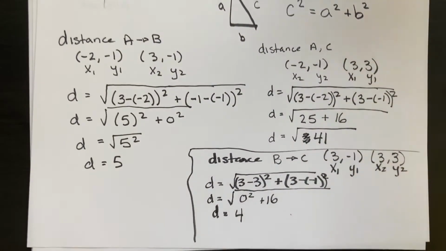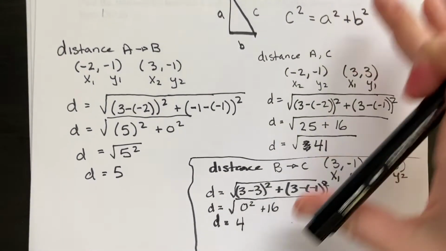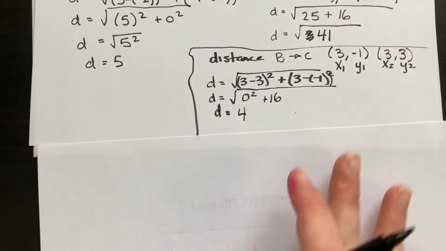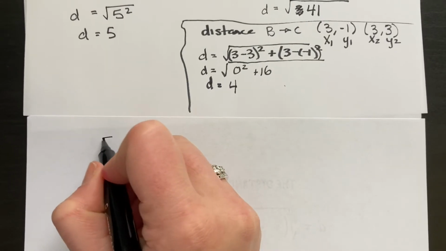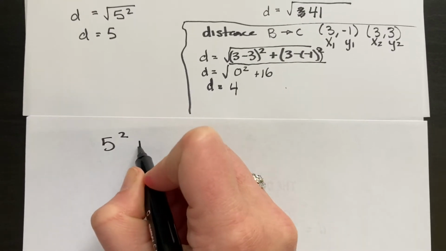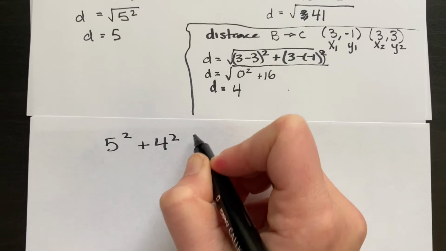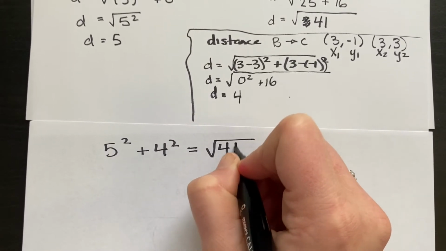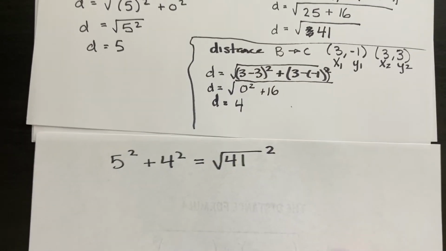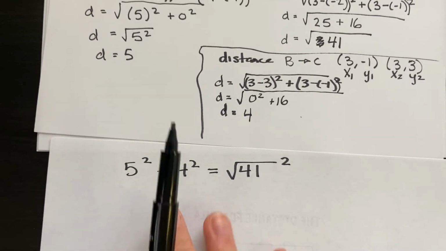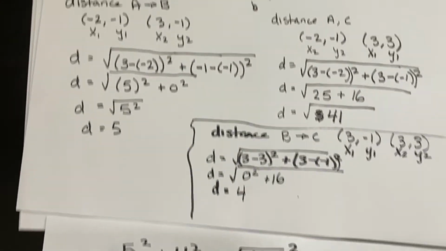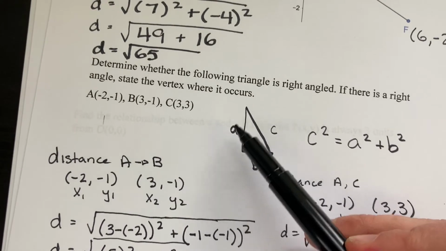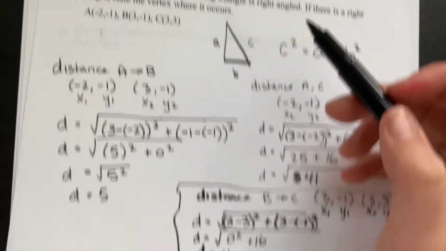Okay, so now we're going to try and figure out if this makes a right angle triangle. So we're going to see if 5 squared plus 4 squared equals the square root of 41 squared. So just to clarify there, I took the two smaller sides because from what we know about our right angle triangle is the two smaller sides squared would equal the longer side squared.